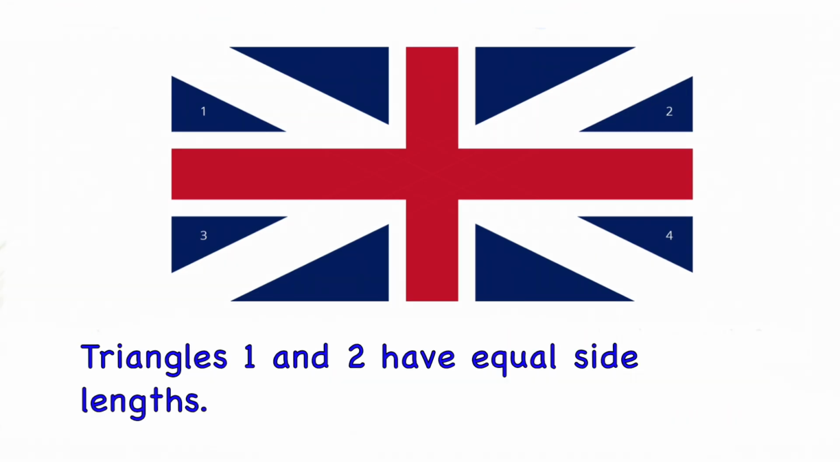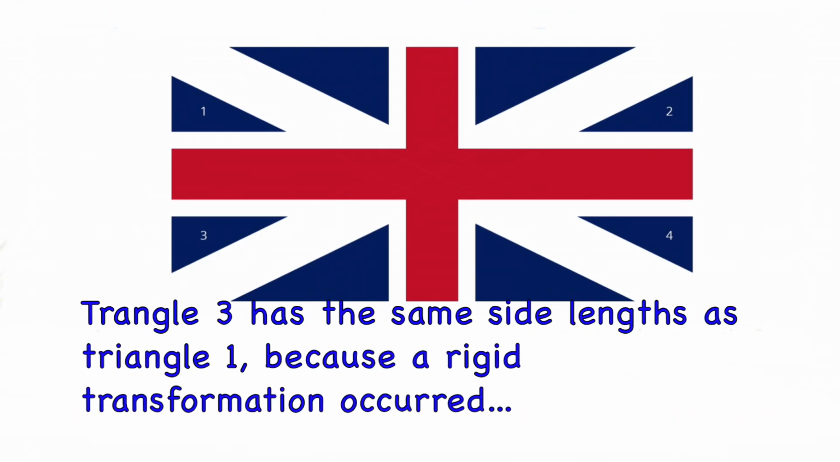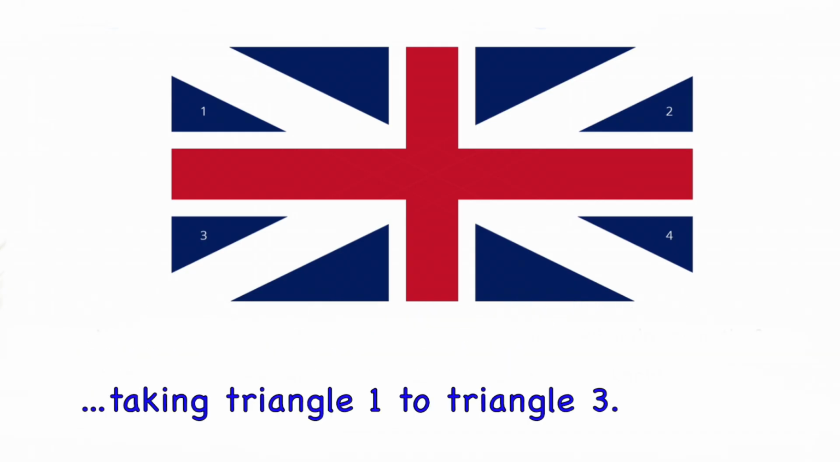Triangles 1 and 2 have equal side lengths. B. What are the side lengths of triangle 3? Explain how you know. Triangle 3 has the same side lengths as triangle 1 because a rigid transformation occurred, taking triangle 1 to triangle 3.